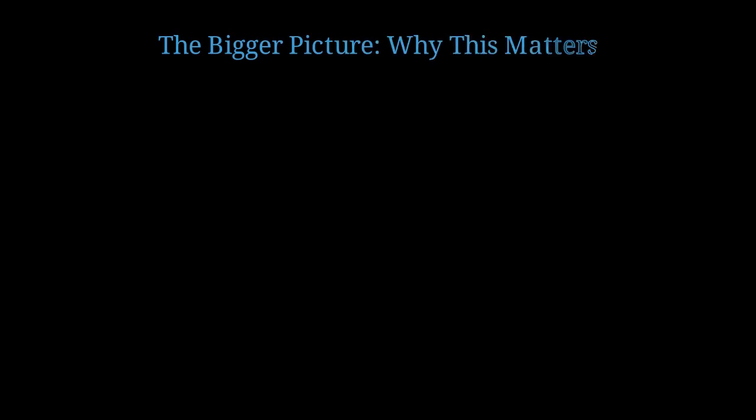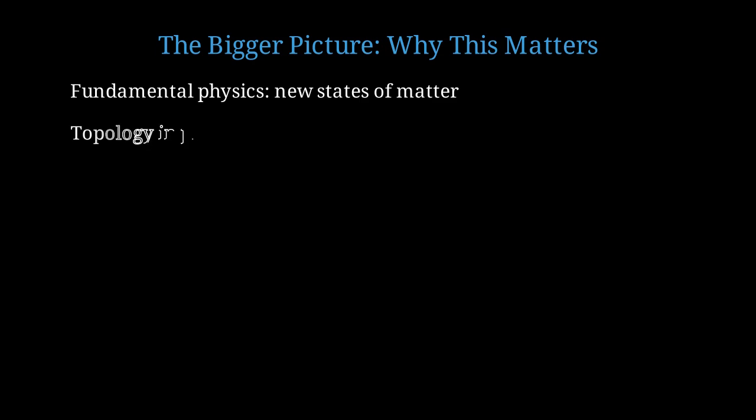Let me step back and explain why this research matters beyond just building quantum computers. Majorana modes in condensed matter represent genuinely new states of quantum matter with no classical analog. Understanding them deepens our knowledge of what's possible in quantum systems. The idea that topological properties can protect quantum information has revolutionized how we think about robustness in quantum systems. This insight extends far beyond Majorana modes.